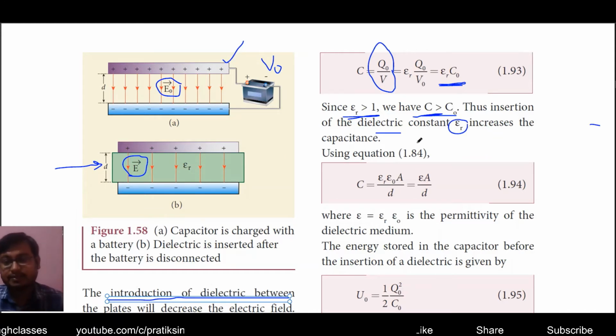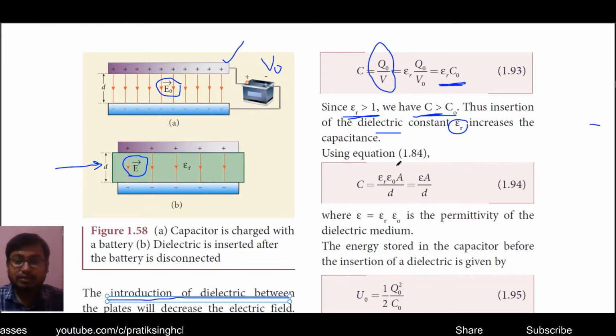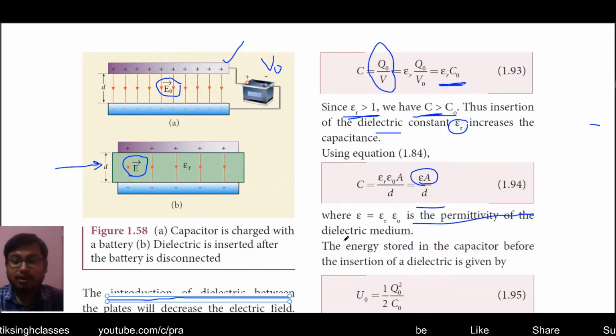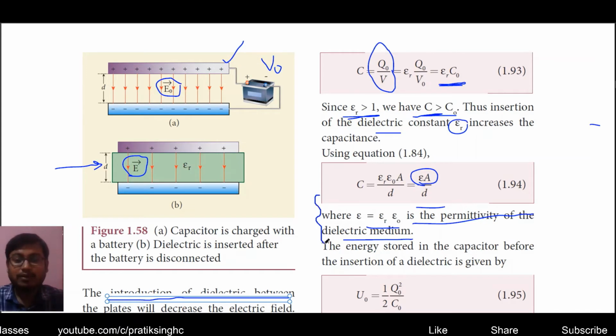the capacitance. Using equation 1.84 we have C is equal to epsilon r epsilon naught A by D, that is equal to epsilon A by D, where epsilon is equal to epsilon r into epsilon naught, the permittivity of the dielectric medium. So this value depends upon medium to medium, material to material.